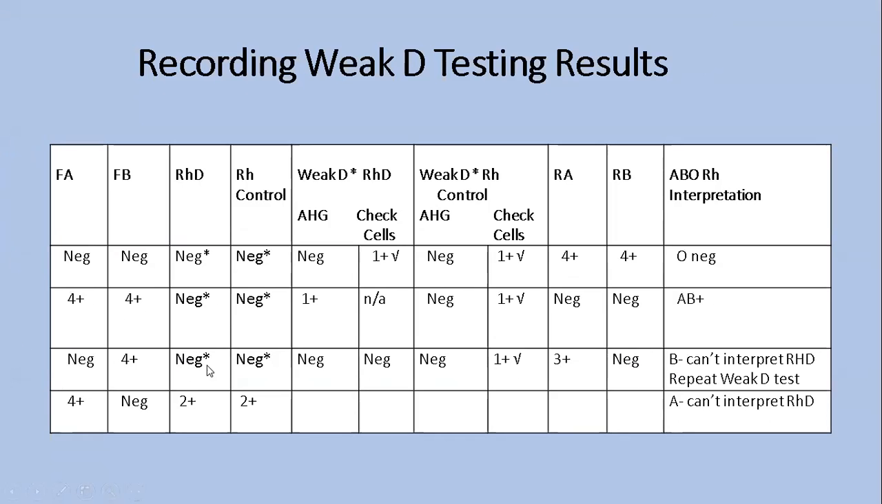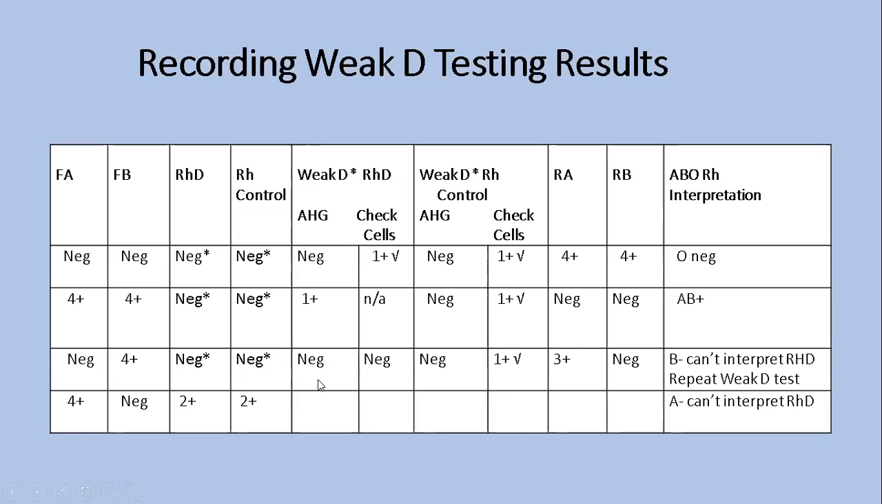Now, because of this negative result in the RhD tube, once again, we're going to carry the RhD tube through weak D testing, and we're going to bring along the Rh control. So what do we see? With our RhD tube, after addition of AHG, we got a negative result here, and also with the Rh control tube, which means we need to move on to our check cells.